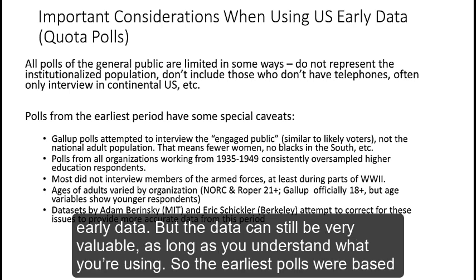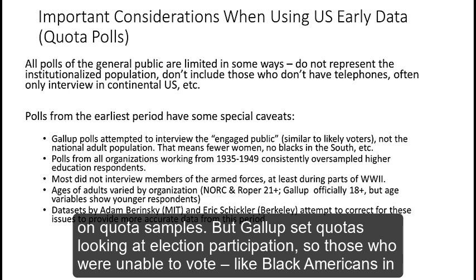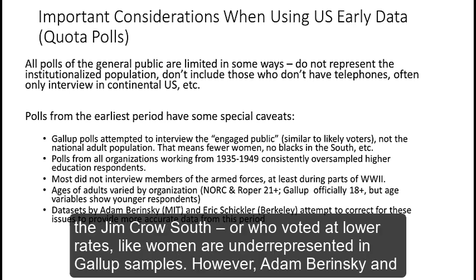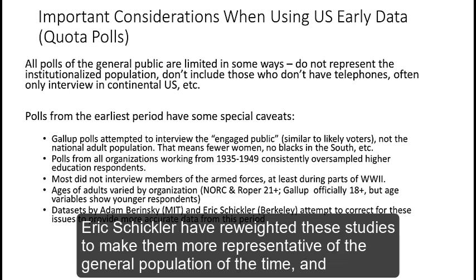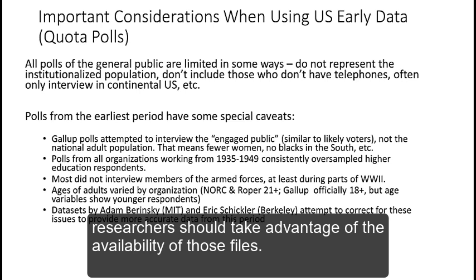So the earliest polls were, as I said, based on quota samples. But Gallup, in particular, set quotas looking at election participation. So those who were unable to vote, like Black Americans in the Jim Crow South, or who voted at lower rates, like women, are underrepresented in Gallup samples. However, Adam Berinsky and Eric Schickler have reweighted these studies to make them more representative of the general population of the time, and researchers should take advantage of the availability of those files.